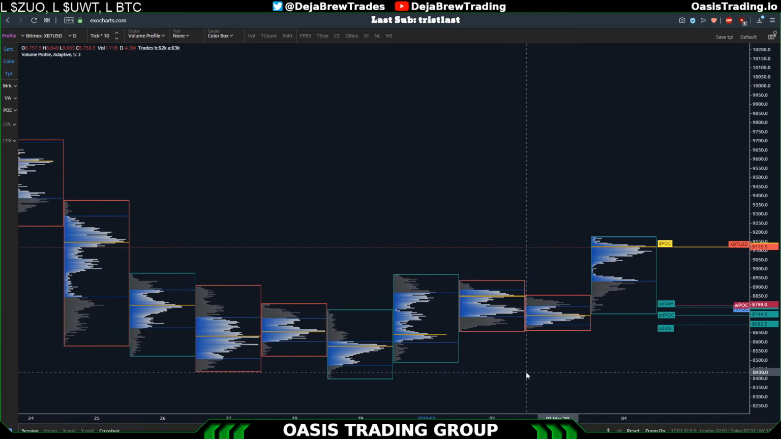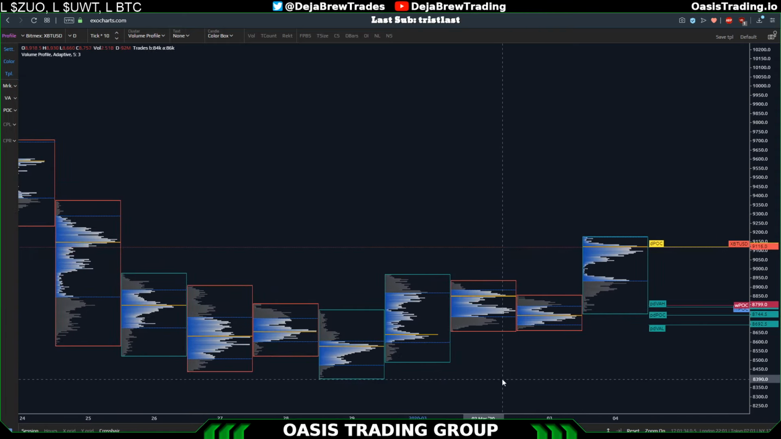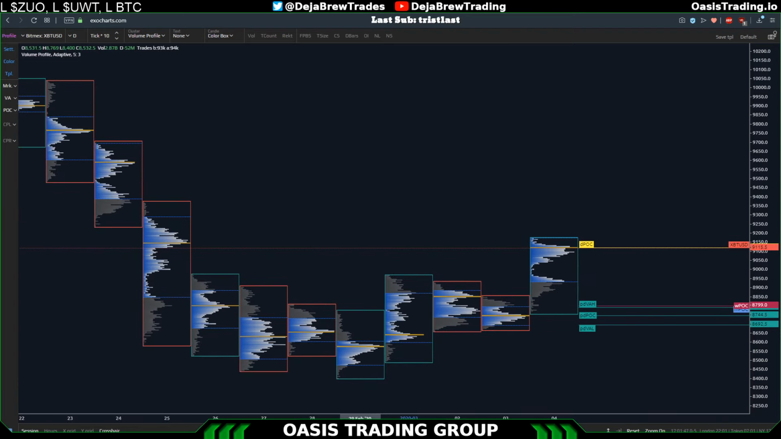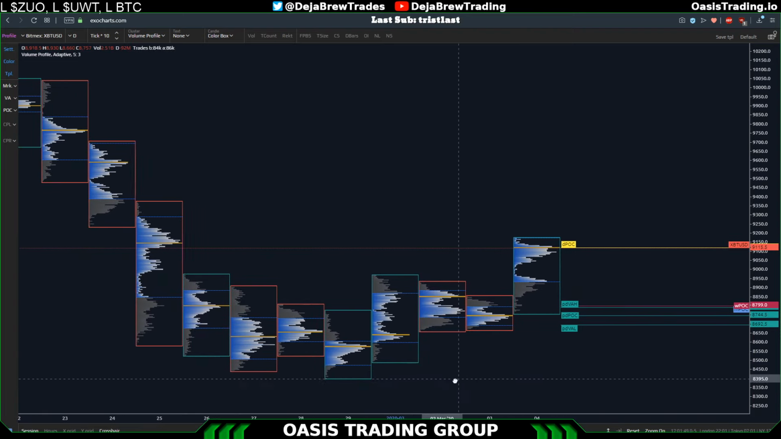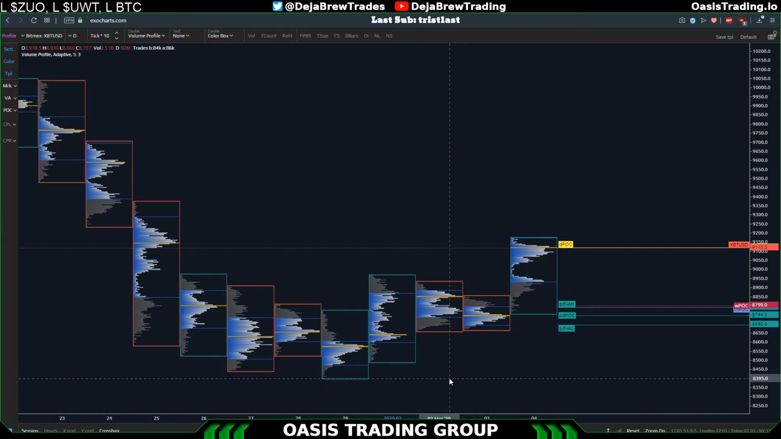So the same thing with this chart as my other charts. I use this in confluence with my accumulation distribution technique, my shift and momentum technique, and my volume profile, right? So I call this the value chart. So I'm looking for value, right?